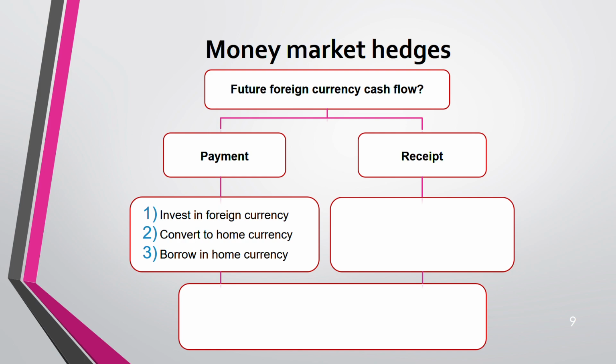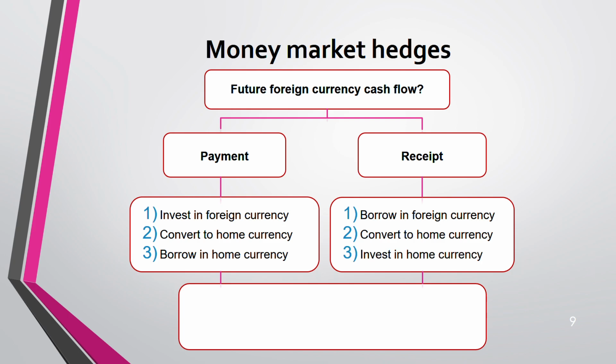Now, let's go to the receipt. For a receipt, you borrow in foreign currency. Sorry, I said invest, but you borrow. If you see, it's the opposite of step 1. There you invested, here you borrow. But it's foreign currency in both. Step 2 is the same for both. Step 3: for a payment you borrowed, for a receipt you invest in home currency.